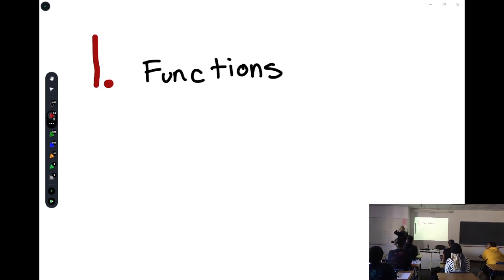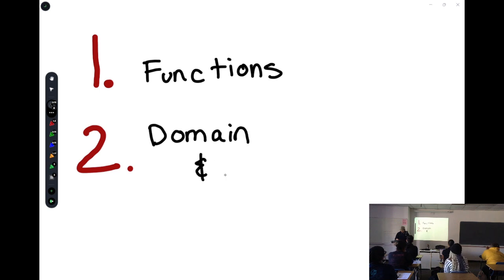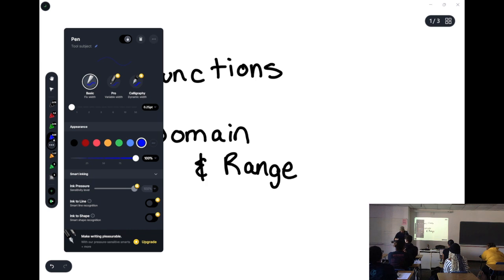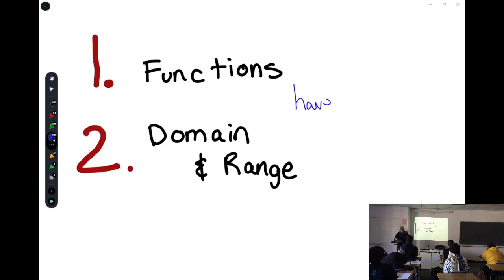Even more specifically, input turns into exactly one output. I can't give you 2 test grades. That's not a function. And then the second thing we did, domain and range. And if you want to relate the two, you could very quickly say that functions have a domain and range. And so it makes sense why you would learn those 2 things together.